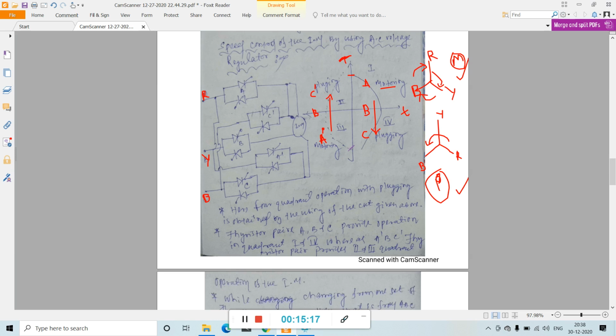In the same way, here also it is a motoring mode, and here also it is a plugging mode. If your motor rotates in a clockwise direction, then after reaching this point the torque reduces to zero, and then again torque starts to increase in the plugging mode, and the motor will rotate in the reverse direction, the quadrant 3 direction. So it is motoring, then plugging, then motoring, then plugging. This sequence will go on.